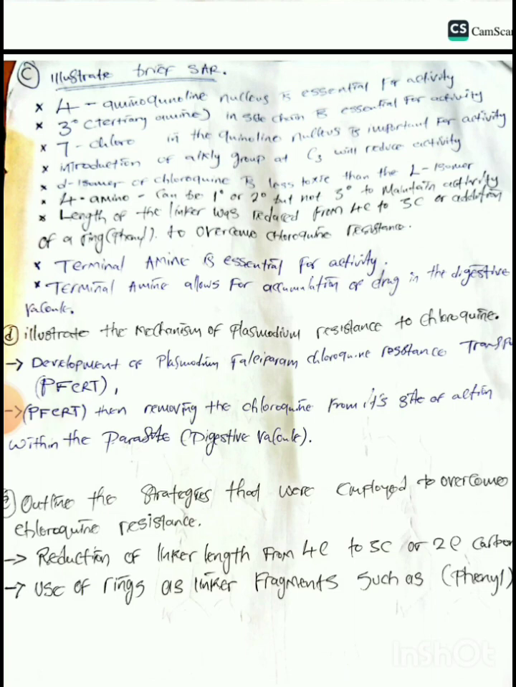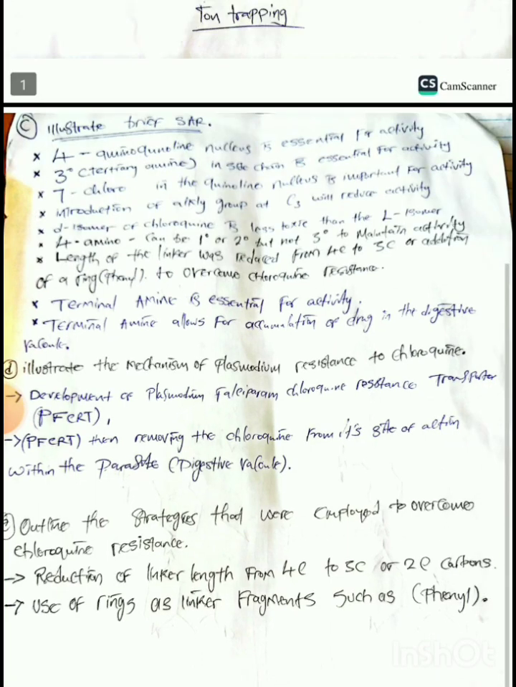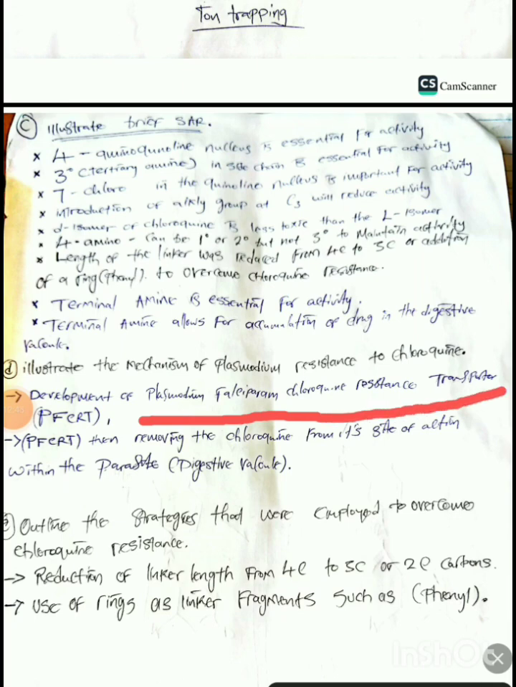And then question D, illustrate the mechanism of Plasmodium resistance to chloroquine. So the mechanism is primarily attributed to the development of what is known as a Plasmodium falciparum chloroquine resistance transporter. Okay, this transporter becomes coded for and is present on the digestive vacuole membranes, and what this transporter does is it then starts removing chloroquine from its site of action, okay, which is the digestive vacuole within the parasite.